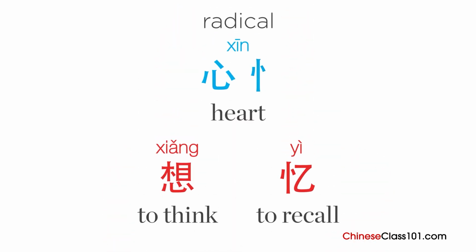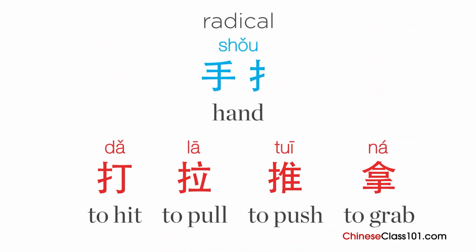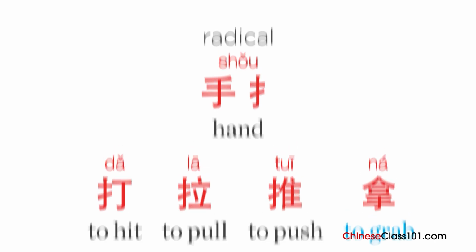心 or its variation means heart. 想 to think. 意 to recall. 手 or its variation means hand. It usually appears when the word describes an action using hands, such as 打 to hit, 拉 to pull, 推 to push, 拿 to grab.